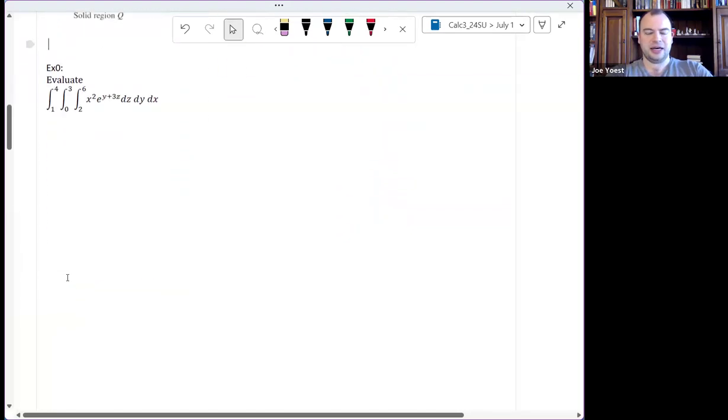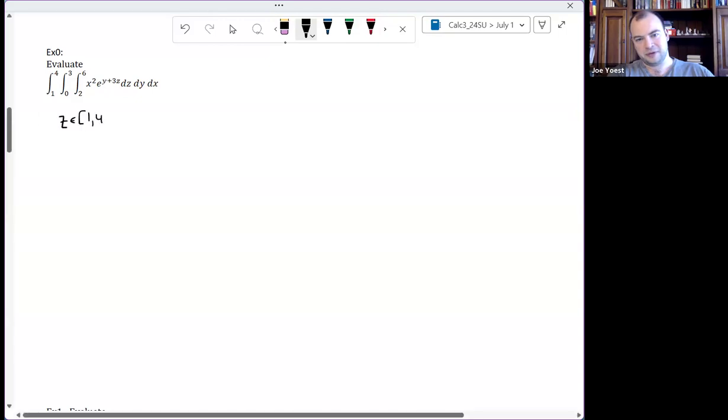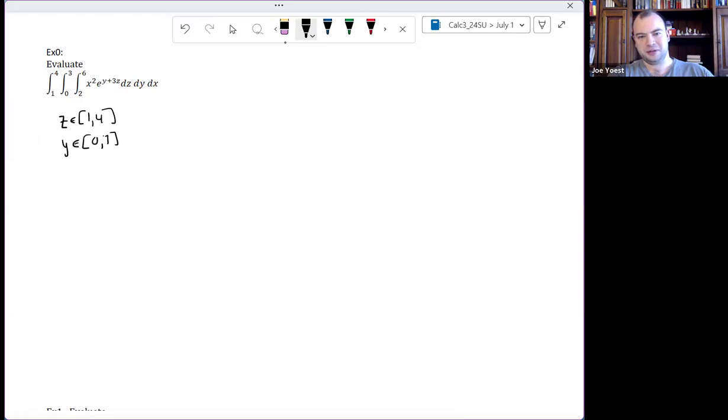All right, so let's look at some examples. We'll start with example 0 here. I called it example 0, in part because I had already numbered some other examples, but also because it's a pretty straightforward example. So we want to evaluate this triple integral. We note that z goes from 1 to 4, y goes from 0 to 3, and x goes from 2 to 6.